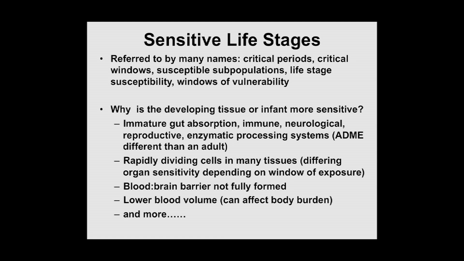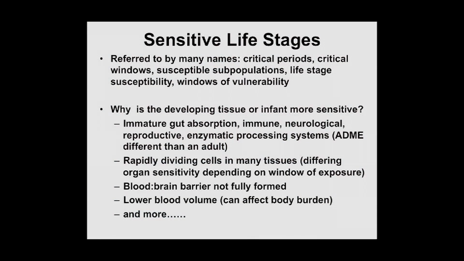They are targets for defects in DNA replication, and the blood-brain barrier also is not fully formed at birth. So things that would not normally be able to get to the brain can get to the brain in an underdeveloped child. And last but not least on this list, and there's many more things that you could mention here, is the fact that the blood volume is lower in a child. So if a child is exposed to the same exposure we as an adult are exposed to, they may have a higher body burden because of the lower blood volume that it can circulate in.